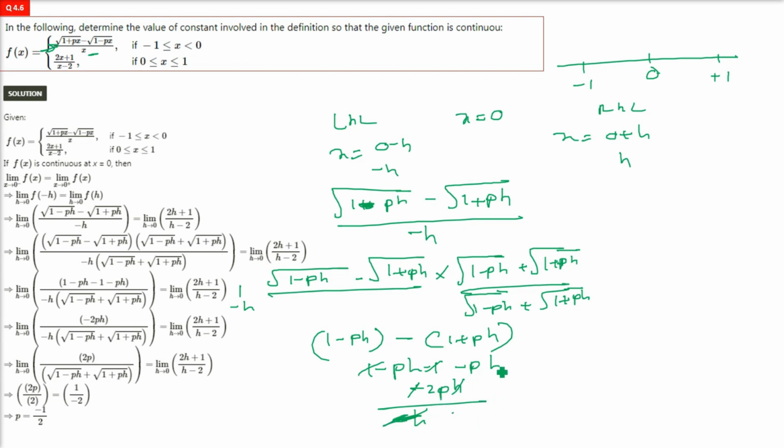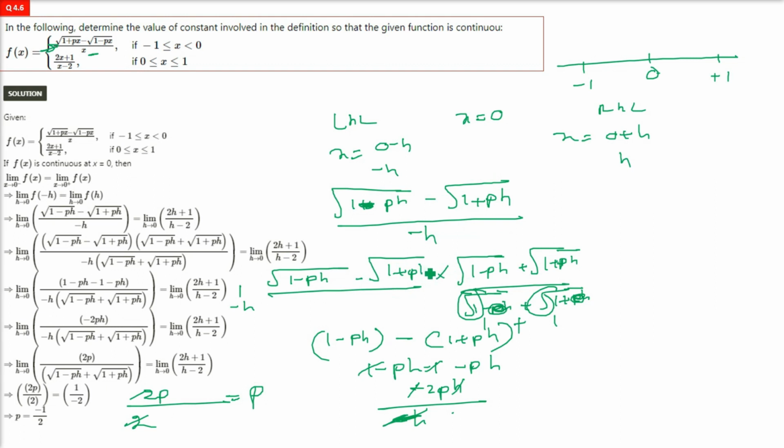Since we have a 2p here, let us see the denominator, because some rationalization was done. Let us put h as 0 here. So this is 0, under root 1 is 1, under root 1 is 1, 1 plus 1 is 2. So this denominator gave us 2. Now you can cancel these 2. So you get p on the LHL. Now on the left hand limit, you get p.